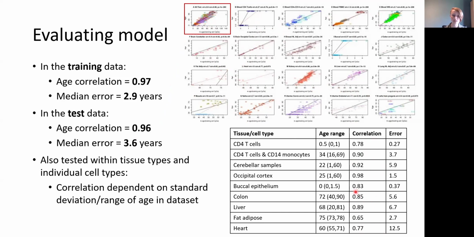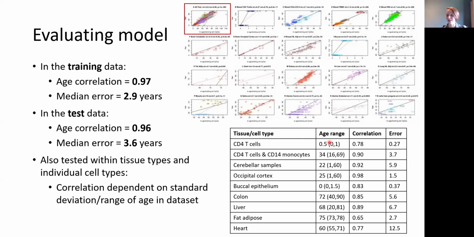There were a few where it didn't look to work so well, but it's also worth noting, and this is something that's always worth considering when you're evaluating your model, is how good your evaluation metrics are. So the correlation between the two did depend on the age range within the data set that it was tested on, as you might expect. So for example, this first row here in the CD4 T cells, they had a really small age range.